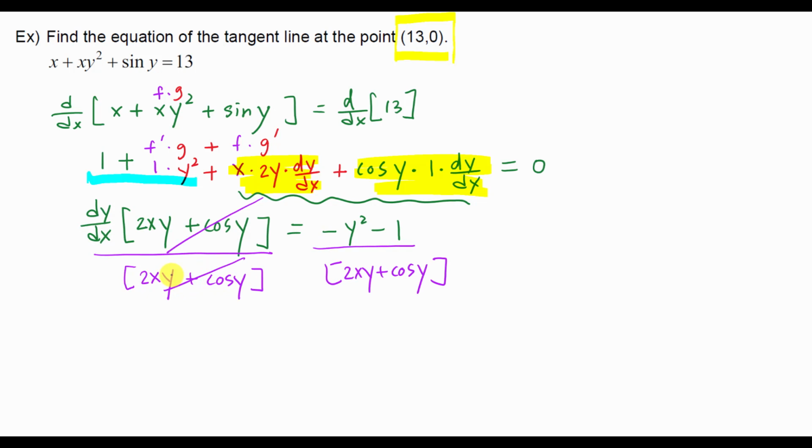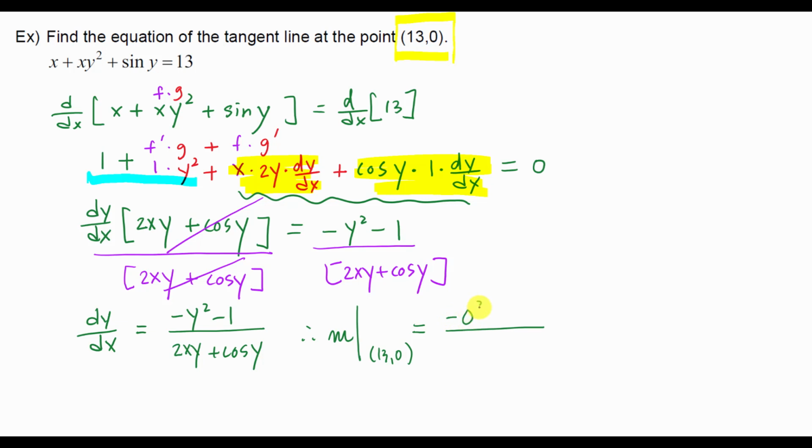So I found the dy/dx. My dy/dx is equal to negative y squared minus 1 over 2xy plus cosine of y. So my slope at (13, 0), I just plug in x equals 13, y equals 0. This time I do need both the x coordinate and the y coordinate, as you see. So negative 0 squared minus 1, over 2 times 13 times 0 plus cosine of 0. So I have negative 1 over, this is 0, cosine of 0 is 1. So the slope is negative 1.